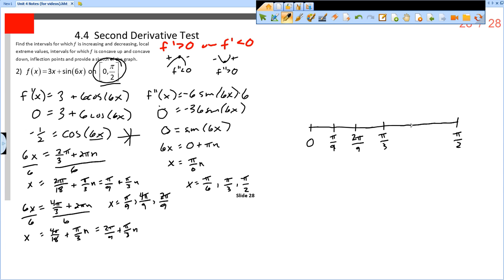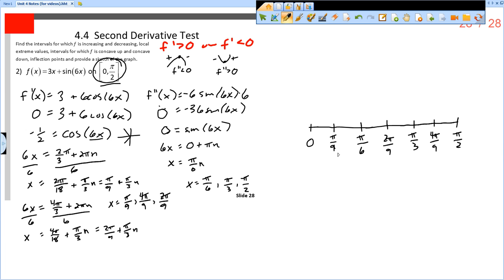I apologize once again. 2 pi over 9 is 4 pi over 18, and so we should have pi over 6 here. So pi over 9, pi over 6, 2 pi over 9. Then we have pi over 3, and then we have 4 pi over 9. I hope that is right.